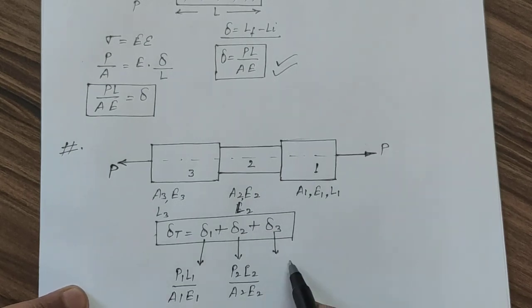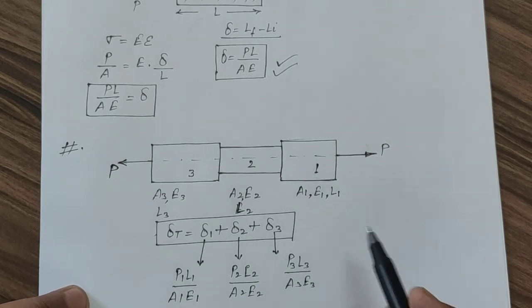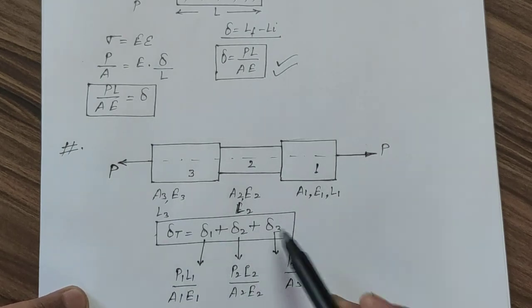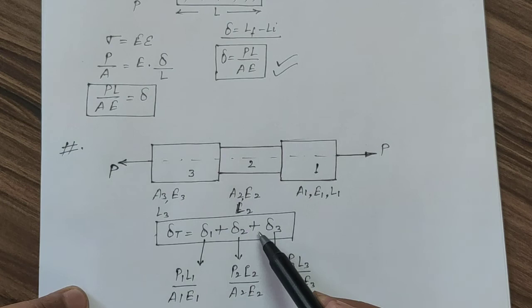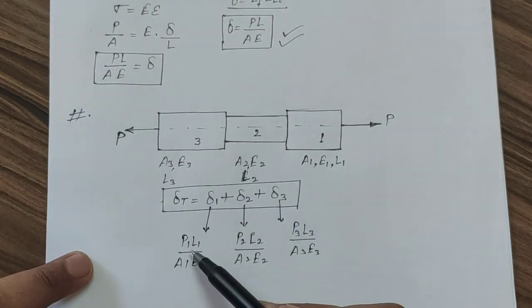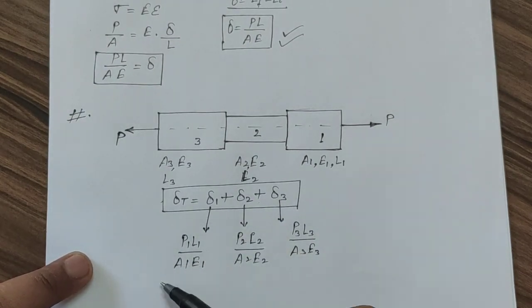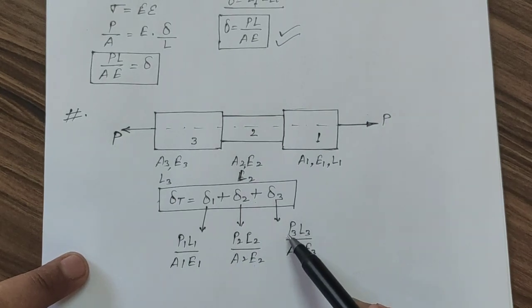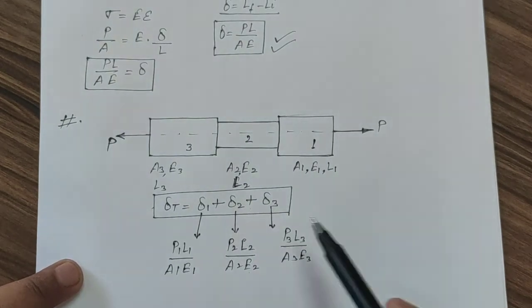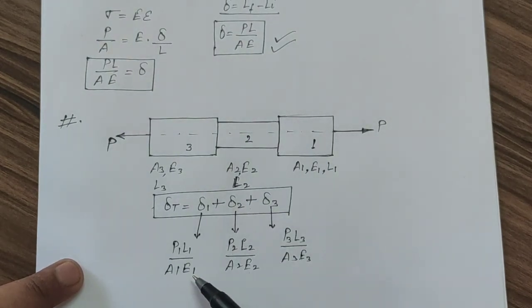And what will be the value of del 3? Will be equal to P3 L3 divided by A3 E3. Okay. So we have to calculate all these values of del 1 plus del 2 plus del 3, and del 1 is P1 L1 divided by A1 E1, P2 L2 divided by A2 E2 plus P3 L3 divided by A3 E3. Now all the quantities L1 A1 E1, L2 A2 E2, L3 A3 E3 are given.